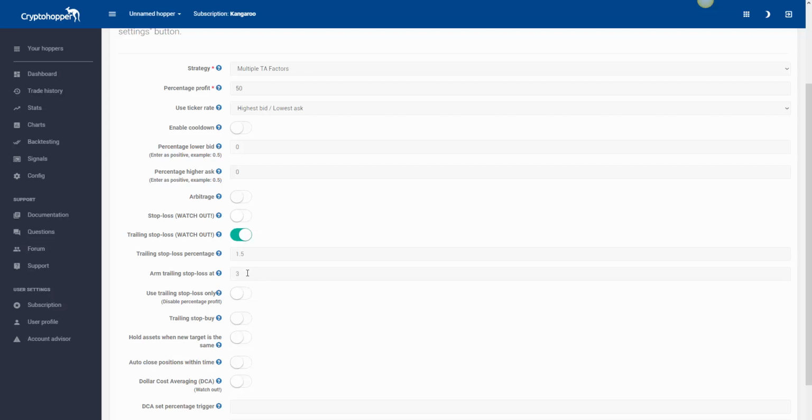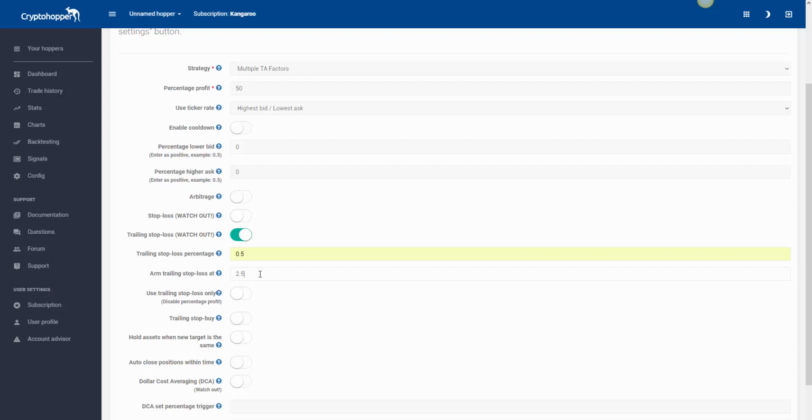So let's suppose I want to have at least 2% profit for each trade. So I can start by arming my trailing stop loss at 2.5% and using a stop loss percentage of 0.5%. What will happen here? As soon as my profit goes over 2.5%, the trailing stop loss will be armed, will be started.